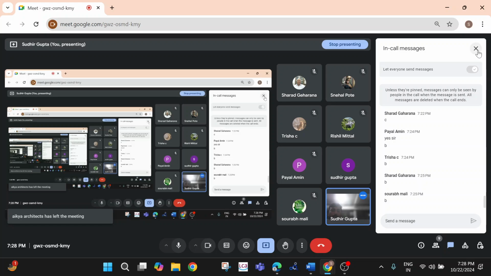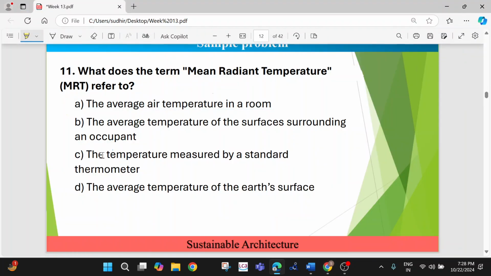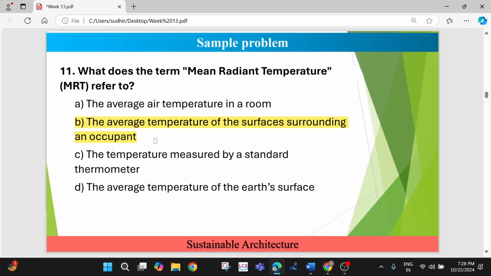So most of you have answered it. So B will be the right answer for this question, question number 11. This mean radiant temperature refers to the average temperature of the surfaces surrounding an occupant. Fine. So can we move to the next question? Question number 12.